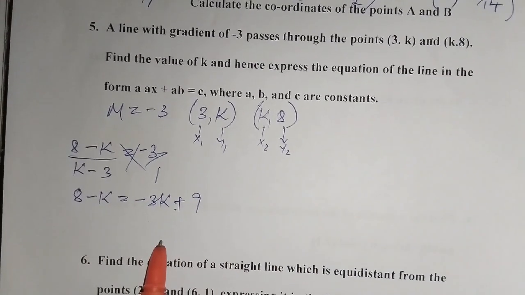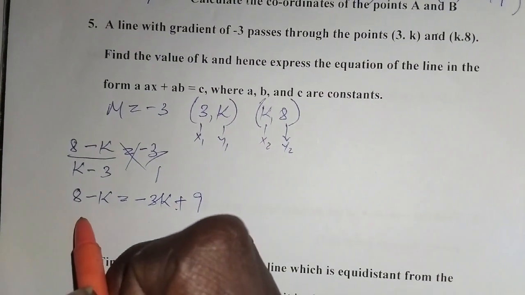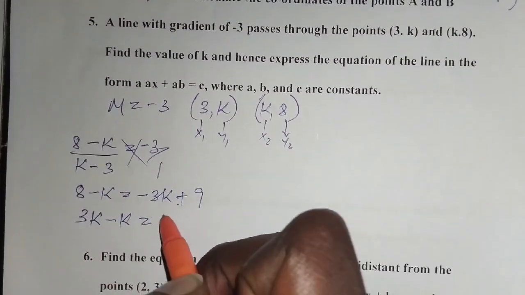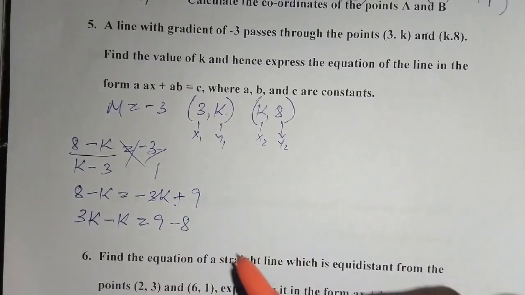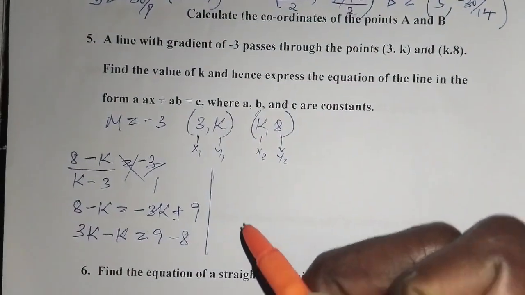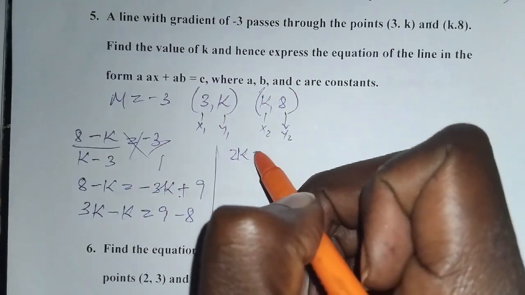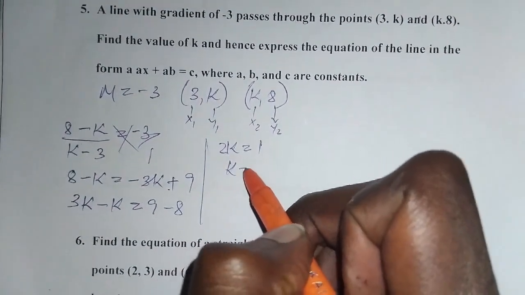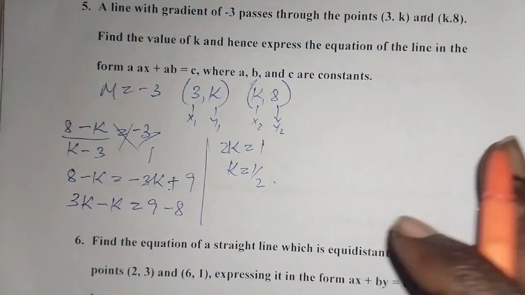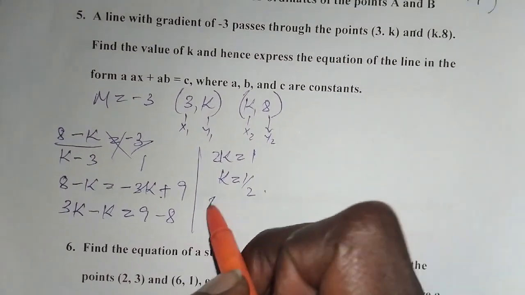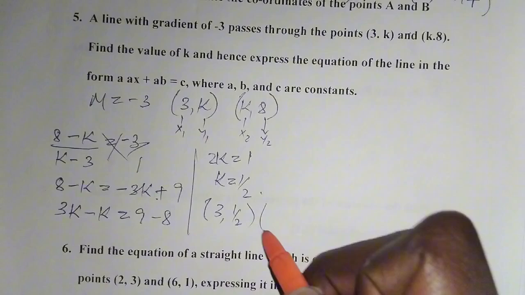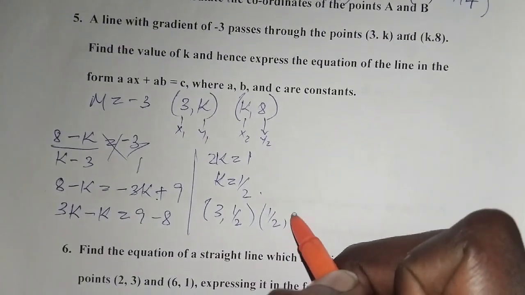Collect like terms. So this will be positive 3k to this side minus k is equals to positive 9 minus 8. So we shall have 2k is equals to 1. So your k is equals to half. So it means the coordinates are (3, a half) and (a half, 8).